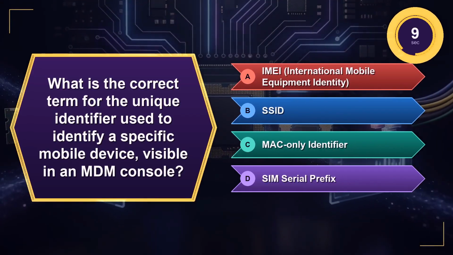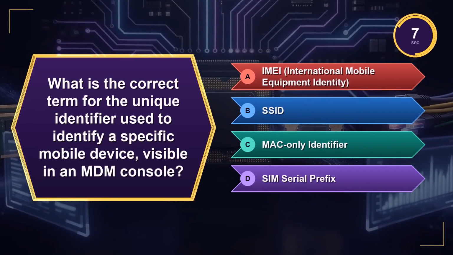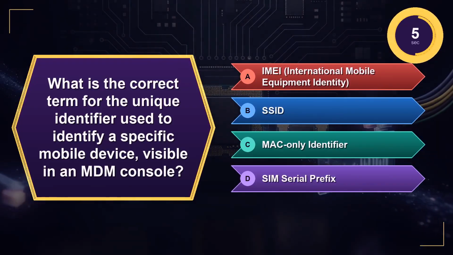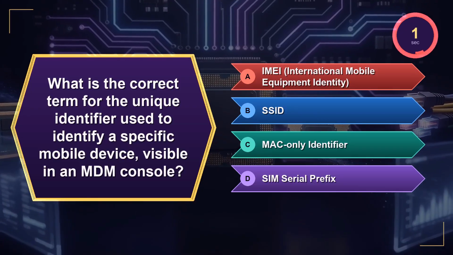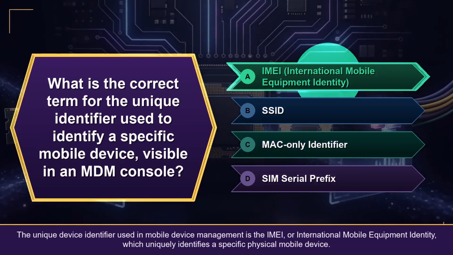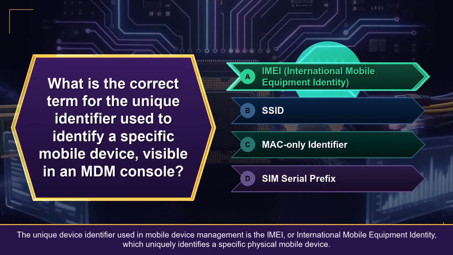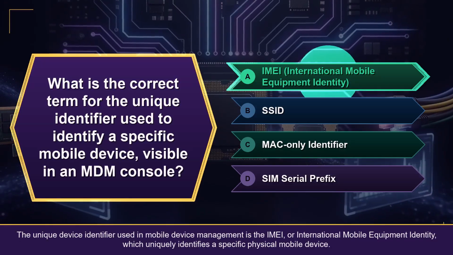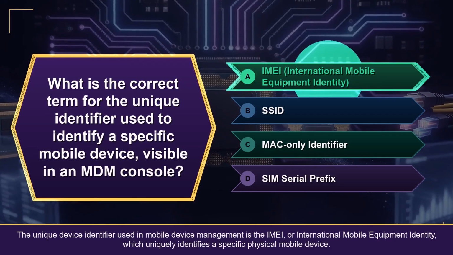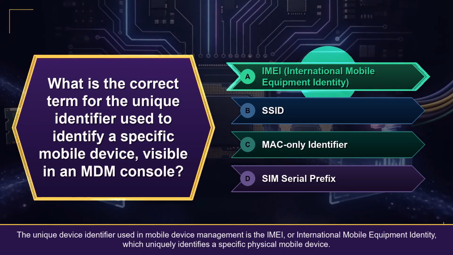What is the correct term for the unique identifier used to identify a specific mobile device, visible in an MDM console? The unique device identifier used in mobile device management is the IMEI, or International Mobile Equipment Identity, which uniquely identifies a specific physical mobile device.